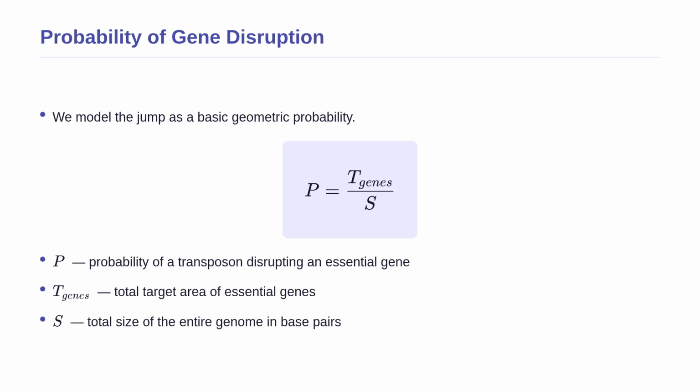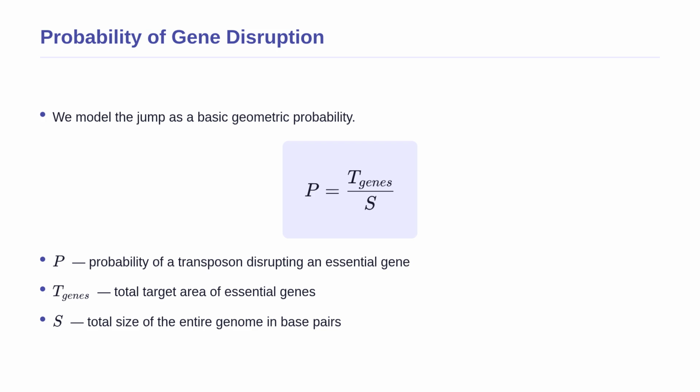Now that we know the size of the target area, we can determine the actual likelihood of a disruption occurring. We model this using a basic geometric probability formula, assuming the transposon has an equal chance of landing anywhere in the DNA. The formula is P equals T sub genes divided by S.